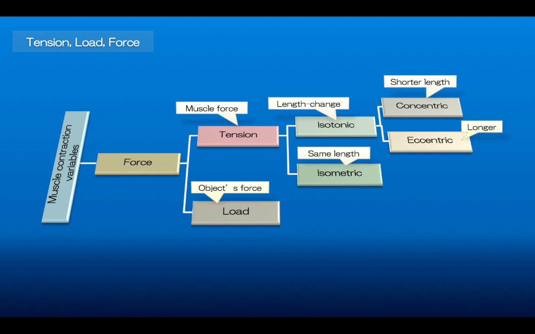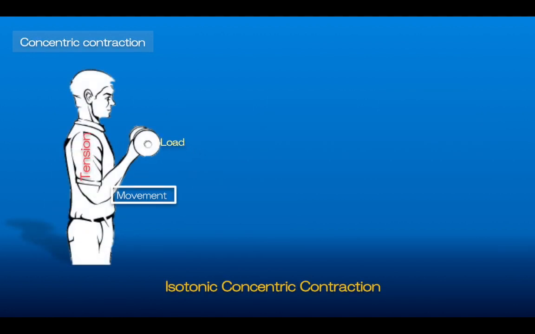On the other hand, if an unsupported load is greater than the tension generated by the cross bridges, the result is an eccentric contraction. And all these three types of contractions, isometric, concentric, and eccentric, occur in the natural course of everyday activities. In concentric contraction, muscle tension must be greater than the opposing load.